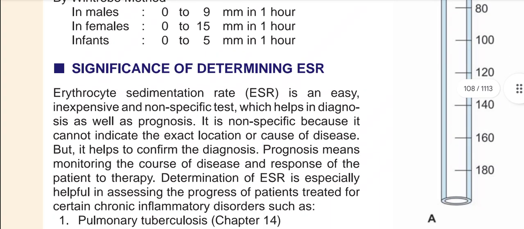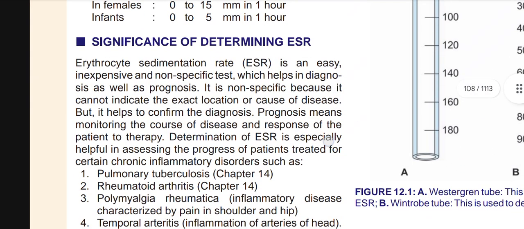Now significance of determining the ESR. So ESR is an easy, inexpensive and non-specific test which helps in diagnosis as well as prognosis. So it has both values, one is diagnostic and the other prognostic. It is non-specific because it cannot indicate the exact location or cause of disease, but it helps to confirm the diagnosis. Prognosis means monitoring the course of disease and the response of the patient to therapy.